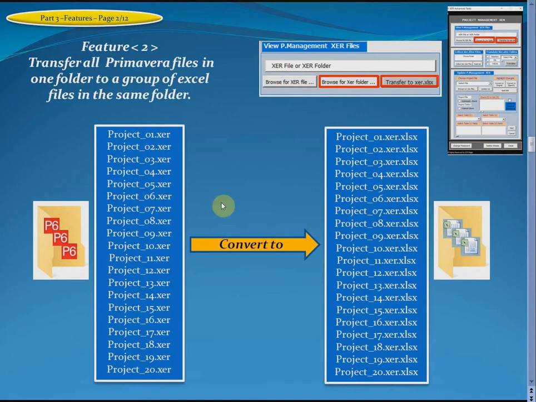Feature number 2, you can convert any group of the Primavera projects in one folder to a group of the Excel files in the same folder. Select the folder of the Primavera projects from here and convert them to Excel files from here.